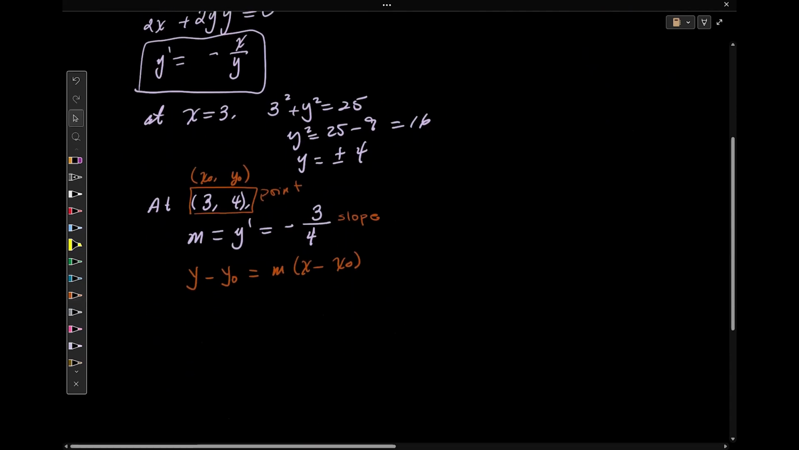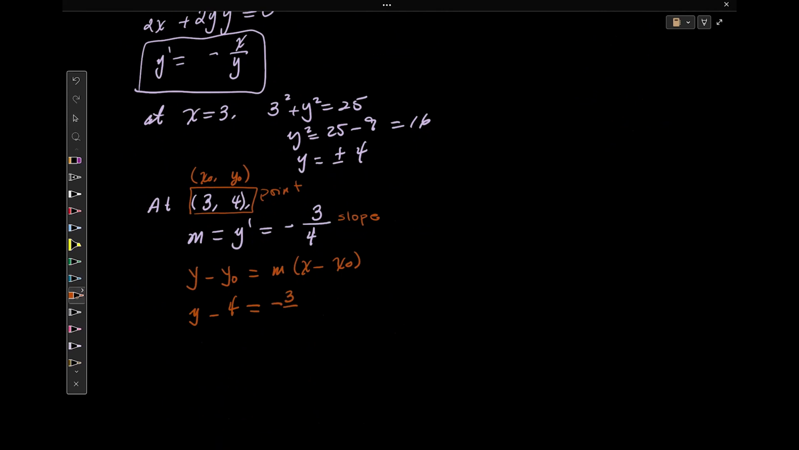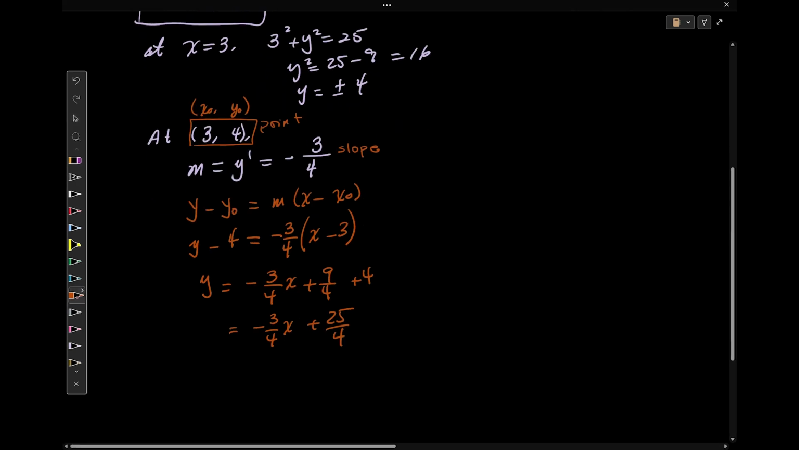Let's continue. So y minus 4 equals m, negative 3/4, times x minus 3. Multiply things out on the right, then bring the negative 4 over. So y equals negative 3/4 x plus 9/4 plus 4. So we have negative 3/4 x, and then here, 16 plus 9 is 25/4, which is 6.25. Here, negative 0.75.